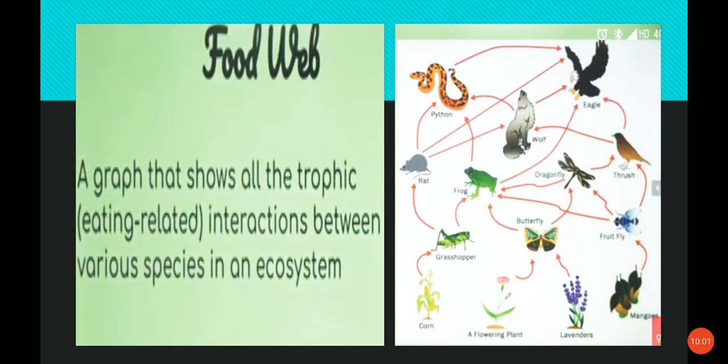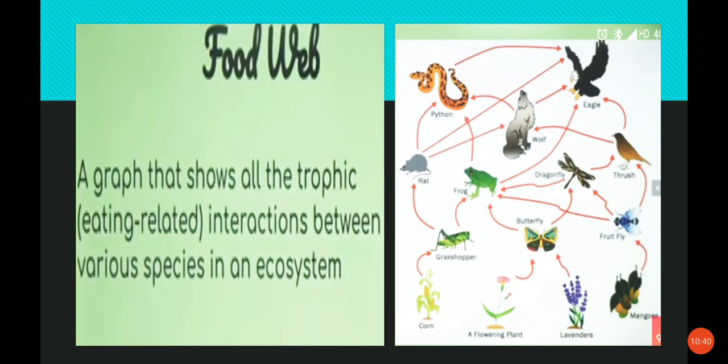What is a food web? A food web is a graph that shows all the trophic interactions between various species in an ecosystem. So that is eating related. Trophic levels are differentiated depending upon the eating relation. The interactions between the trophic levels of various species in an ecosystem, in a graphical picture, is called a food web.